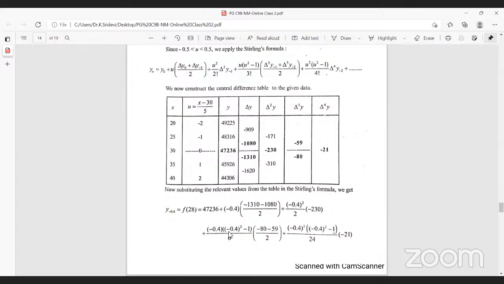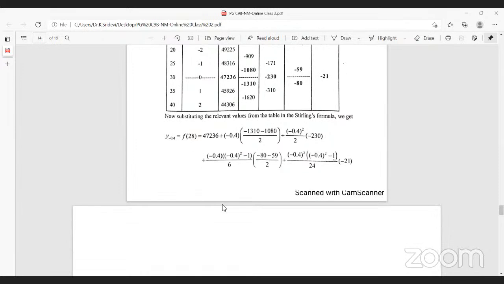U is minus 0.4, and U square, minus 0.4 whole square minus 1 by 3 factorial, value is 6. And this is the average of these two values. Minus 80 minus 59 by 2, plus next value U square minus 1 by 4 factorial. So minus 0.4 whole square, minus 0.4 whole square minus 1 by 4 factorial means 24, into delta to the power 4 y minus 2. That value is minus 21.